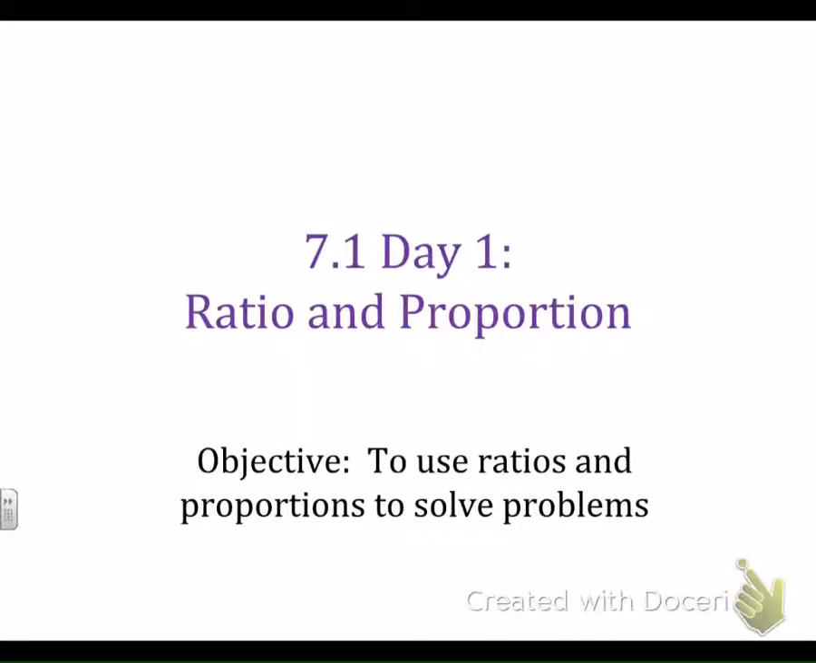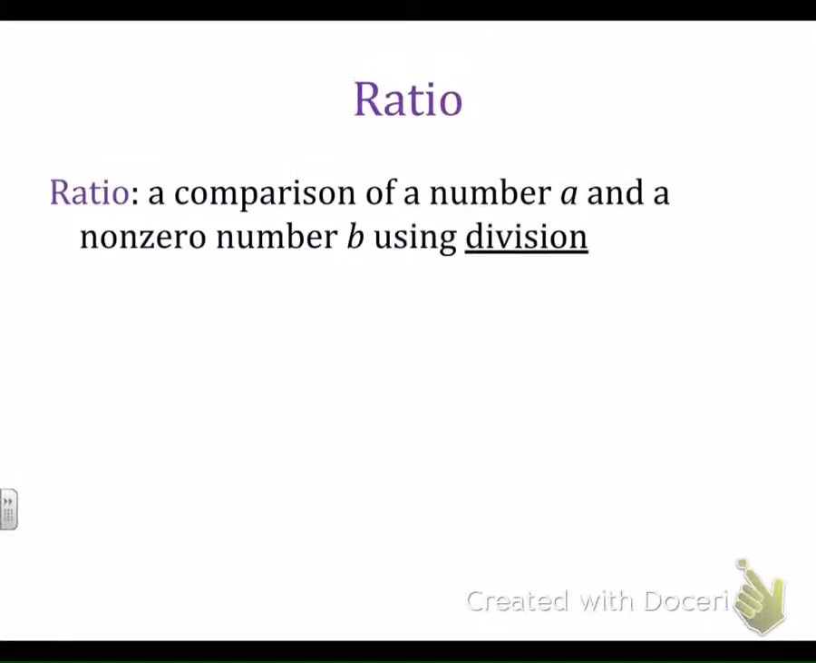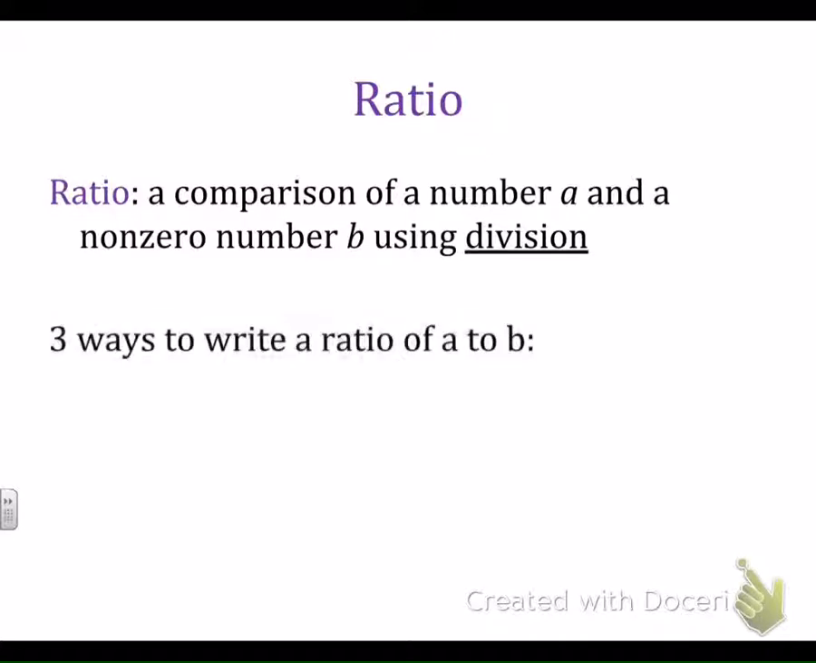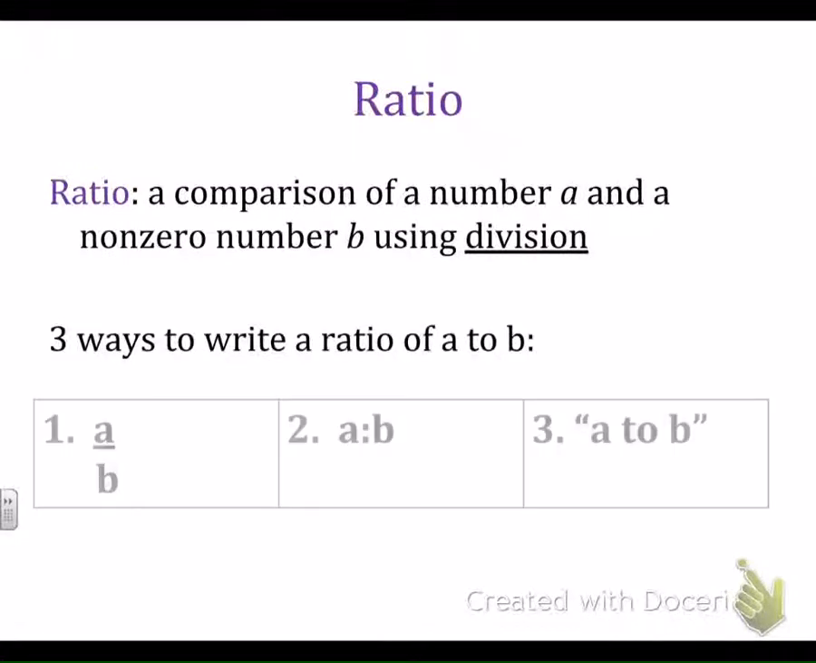Alright, 7.1, day 1, ratio and proportion. So the objective is to use ratios and proportions to solve problems. So a ratio is a comparison of a number A and a non-zero number B using division. There's 3 ways to write a ratio.